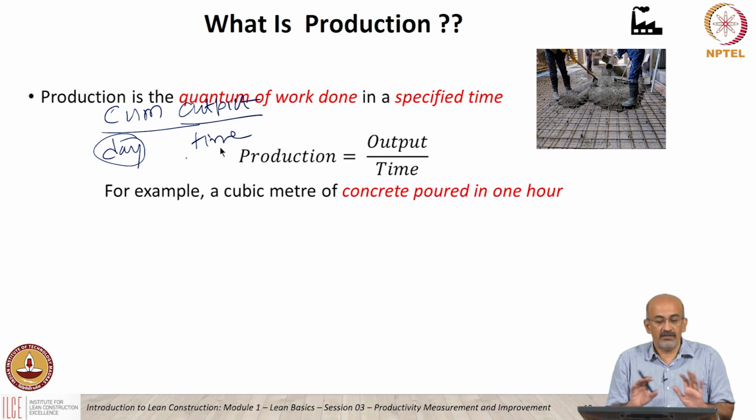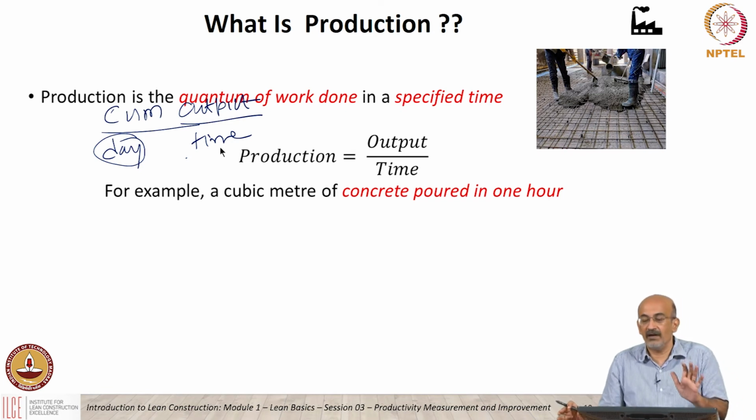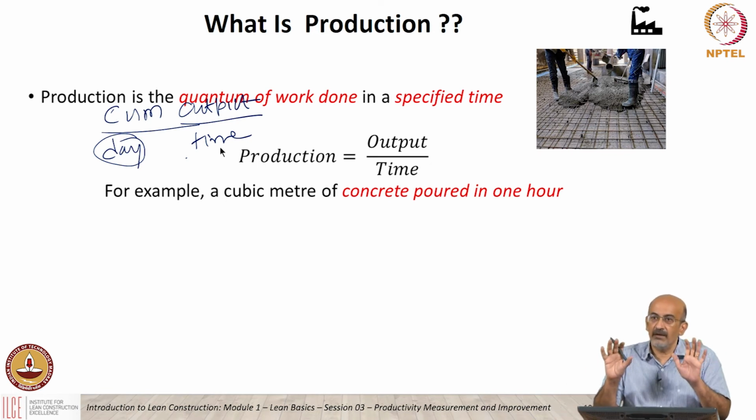So basically you can see production is a quantum of work done in a specified time. So it's just output by time. It could be cubic meters of concrete poured in 1 hour, over a day, or a month, but the main unit is the cubic meters, and then the time unit comes. Then, sir, this production is more or less related to the overall activity, not only to the sub activities.